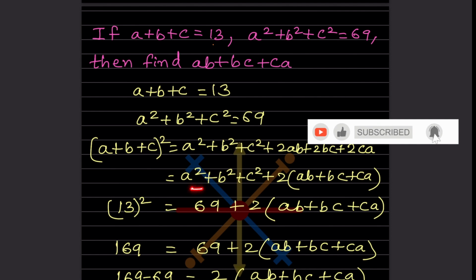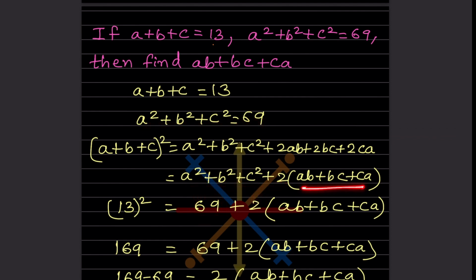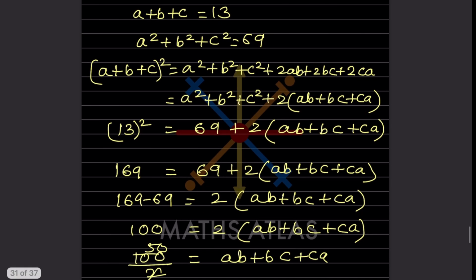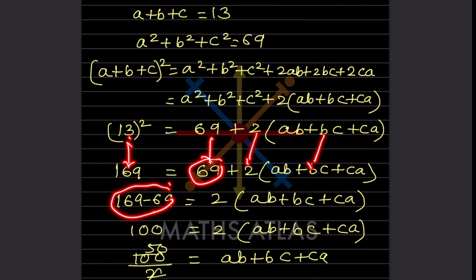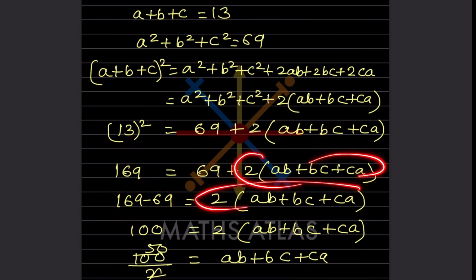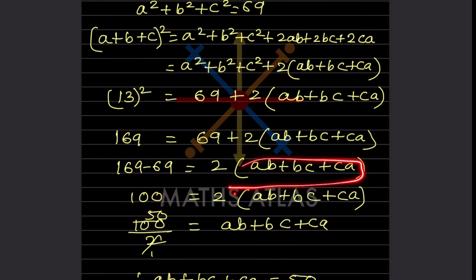And again, then what do we have? a square plus b square plus c square is 69. So in place of this, we are going to write 69. This 2 is going to be the same, and this as it is again. So here 13 square is going to be 169. Now 69, let us take on the other side, that is going to be minus. So this will be 100, this as it is.